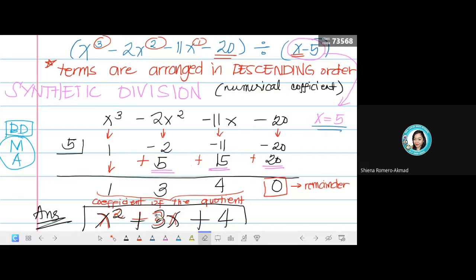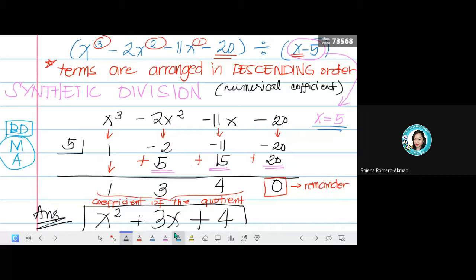Anong mas madali? Anong mas mahirap? Saan kaya mas nadadalian? Saan kaya mas nahihirapan ngayon? Is it the first, the long, or the short method? Sige, type your answer dito sa ating comment messages, at ganun din sa nasa FB Live. I want you to type your answer. Yung synthetic o yung long division.